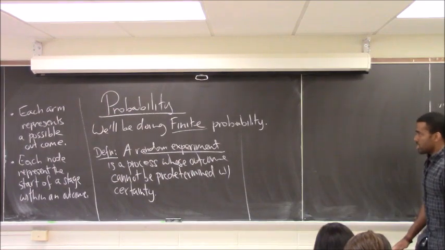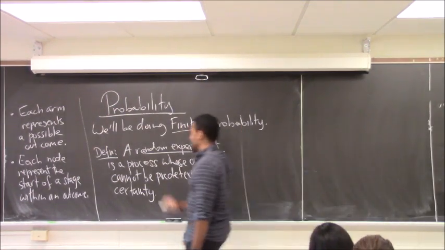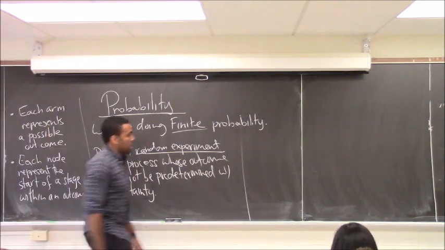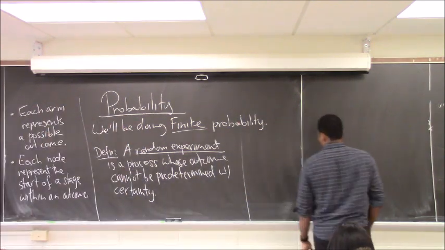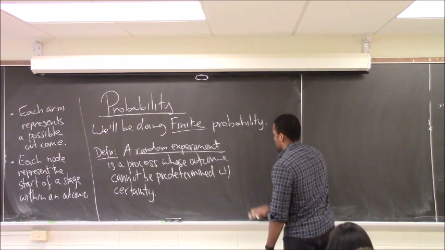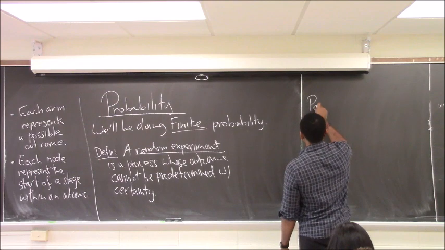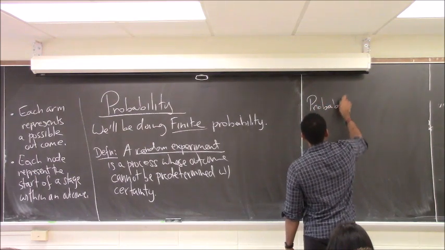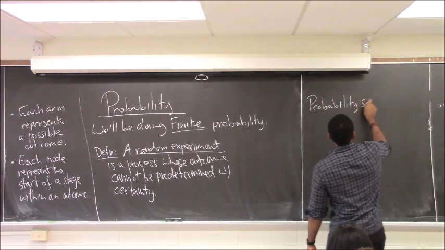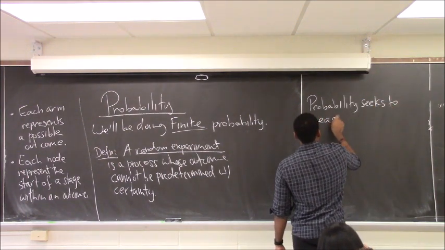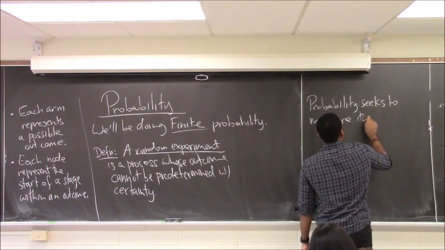Whenever there's such a thing happening, and of course you realize in life almost everything's a random experiment, you want to know the chances of certain outcomes happening, which is what probability tries to do. Probability seeks to measure the likelihood of random outcomes in a random experiment.